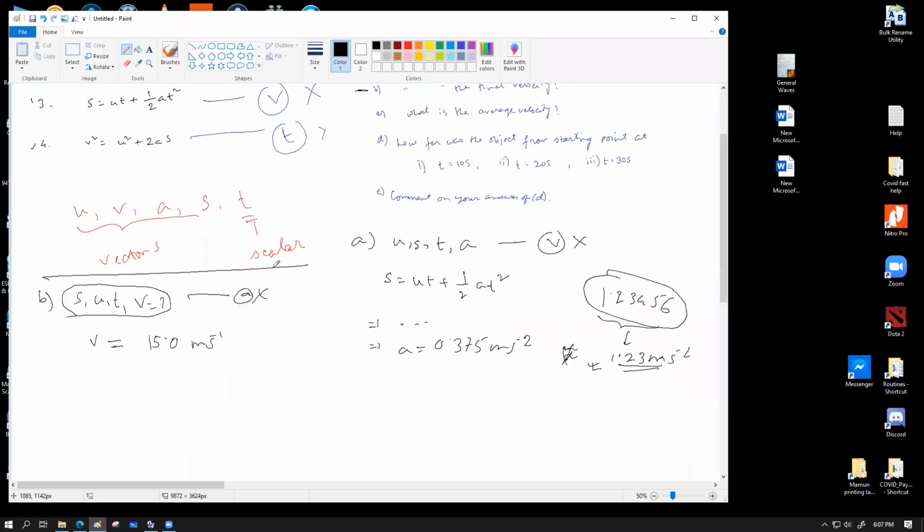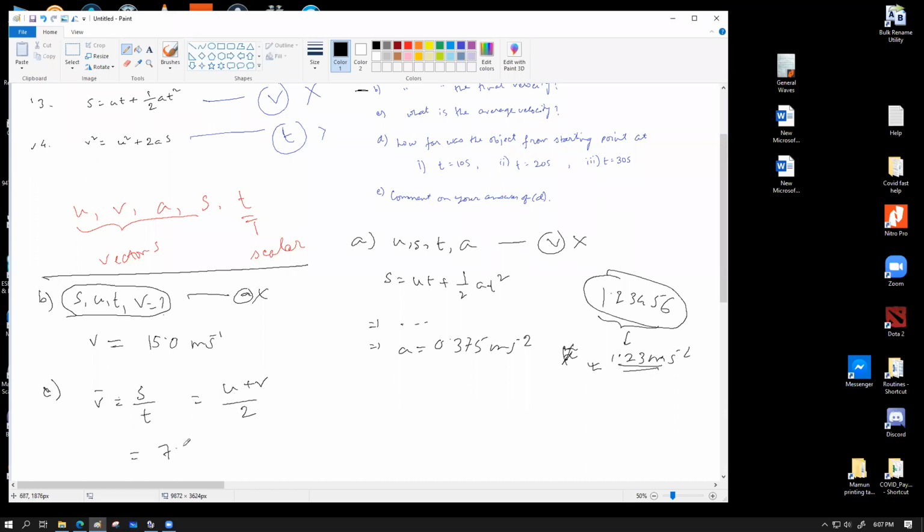Okay, sir, it matched. If I go for number C, what is the average velocity? We know two formulas for average velocity. Average velocity can be calculated either by total distance from the total time, or we can also calculate it by u plus v divided by 2. You can calculate with either one. Tell me, what is the value of the average velocity?